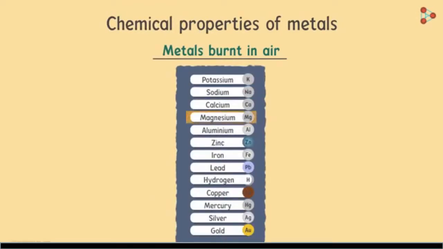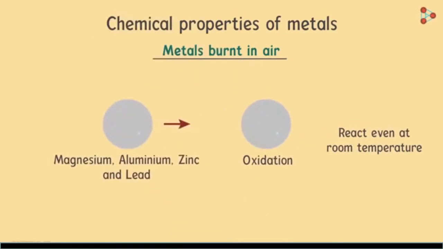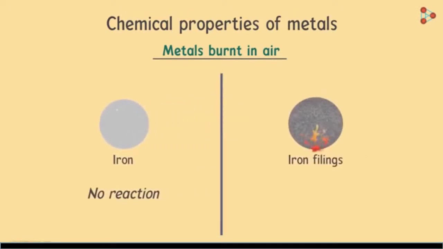Metals such as magnesium, aluminium, zinc and lead also react with oxygen at room temperature, but they react a bit differently. When they react with oxygen, their surfaces get covered with a thin protective layer of oxide. This layer protects the inner part from being oxidized. What about iron? Iron doesn't burn on heating, but iron filings burn vigorously after being heated.